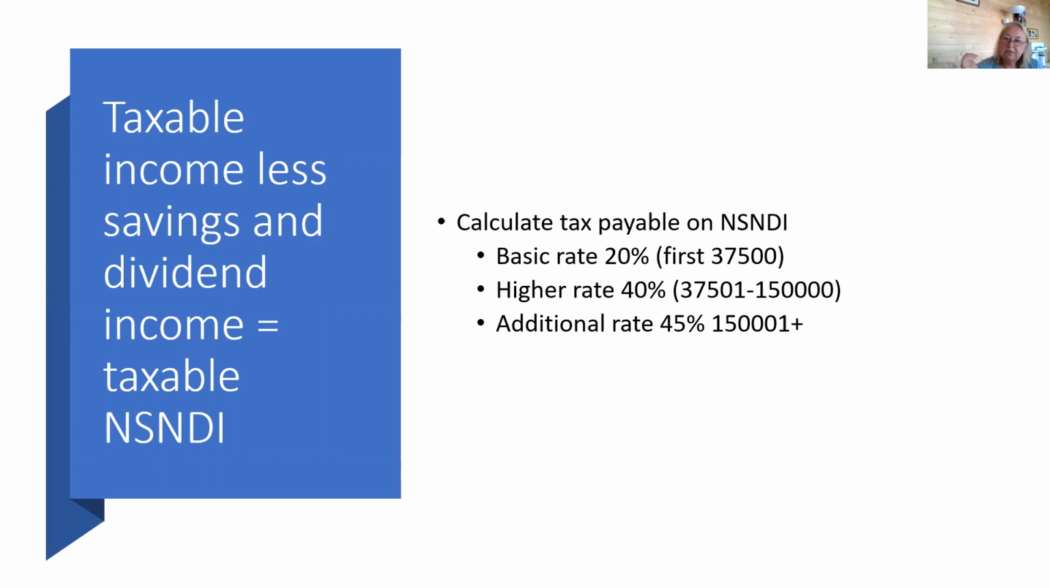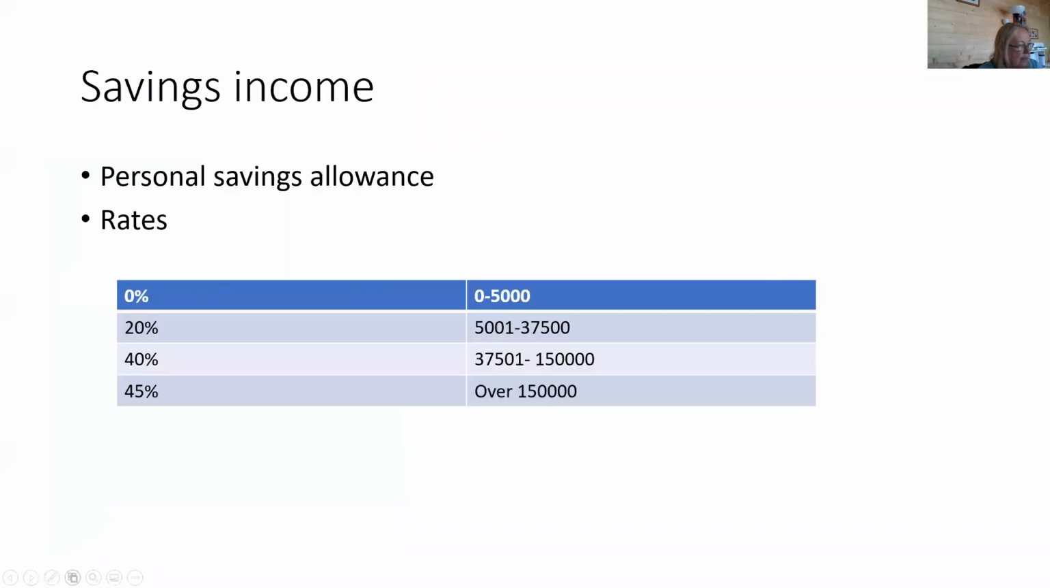So you take your first slice of 37,500, tax at 20%, anything above that but below 150,000 at 40%, and then anything above 150,000 at 45%. But remember the bits that you've already taxed, you don't pay those again. Okay, so that's not too bad, I don't think. That's relatively straightforward. The next thing that we get into is savings income.